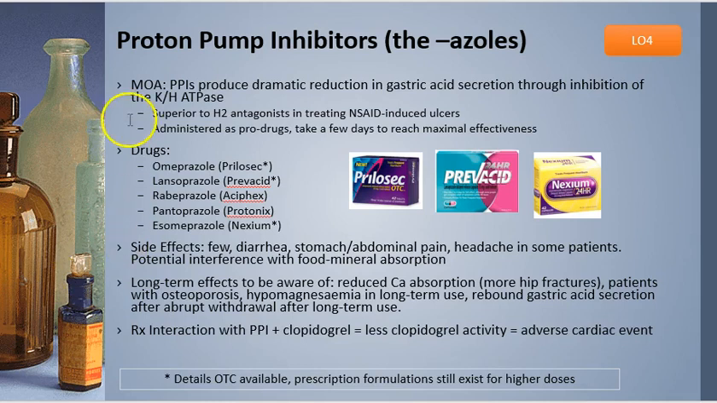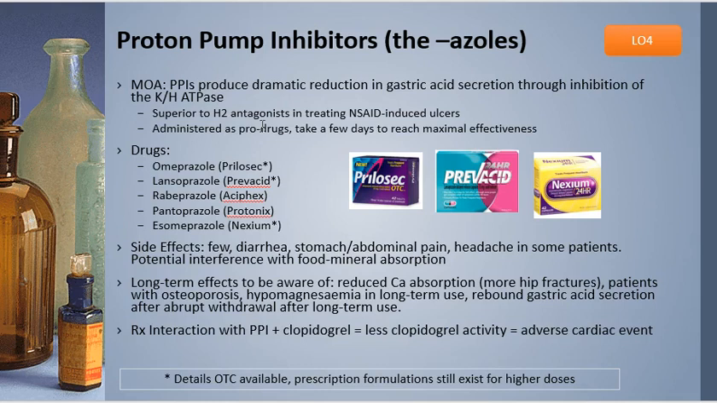All these drugs are administered as prodrugs, and it takes a few days for them to reach maximal effectiveness. And so what happens is that these prodrugs are not biologically active. They rely on CYP enzyme biotransformation to activate them, and then it takes a little bit of time, a few days, to reach therapeutic serum levels.